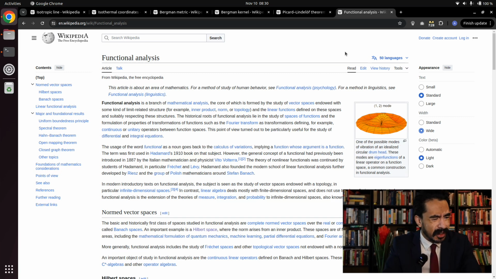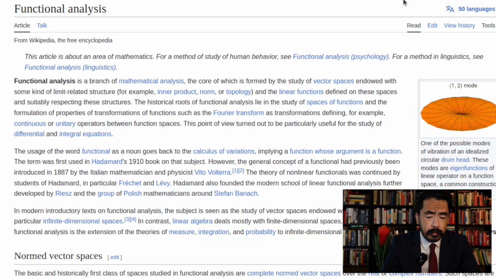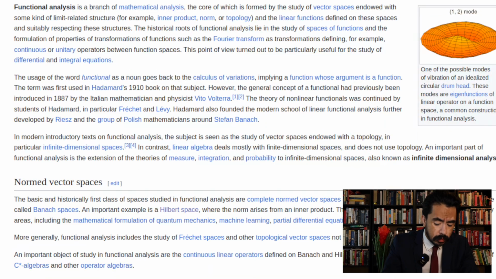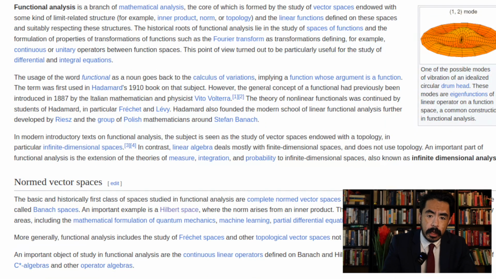We're reading from Wikipedia. Functional analysis is a branch of mathematical analysis, the core of which is formed by the study of vector spaces endowed with some kind of limit-related structure. For example, inner product, norm, or topology, and the linear functions defined on these spaces and suitably respecting these structures. So the big examples of these are the normed vector spaces, namely Hilbert spaces and Banach spaces.